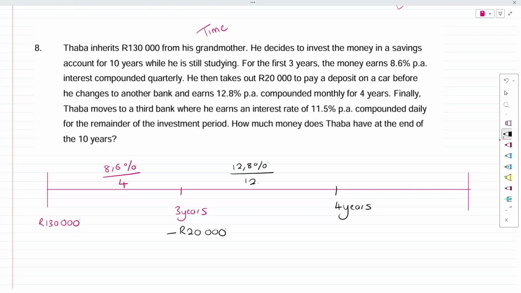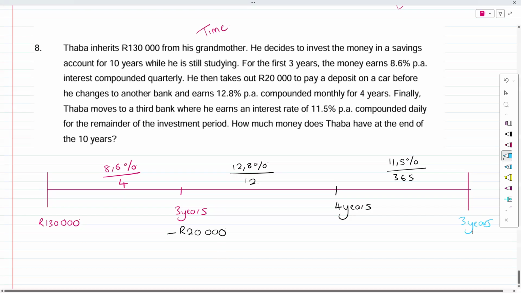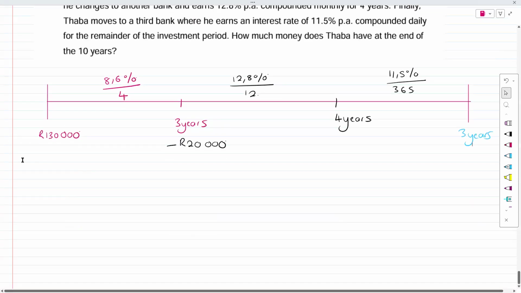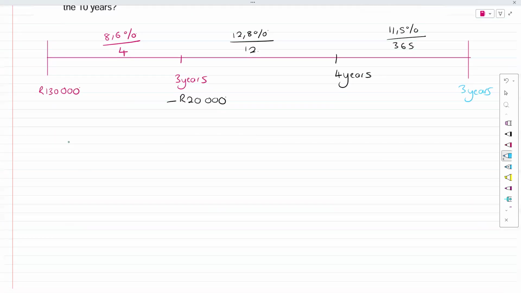And finally, he moves to the third bank where he earns 11.5% compounded daily. That's very unrealistic, but for the remainder of the investment. Now, the total investment was 10 years. So most likely, the last part will be 3 years. We can double check it because 3, 4, and 3 is 10 years. And now it's just three separate calculations, level 1 calculations. Let's start with question 1.